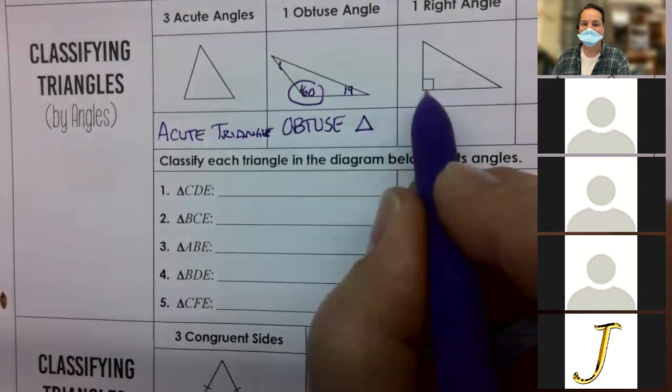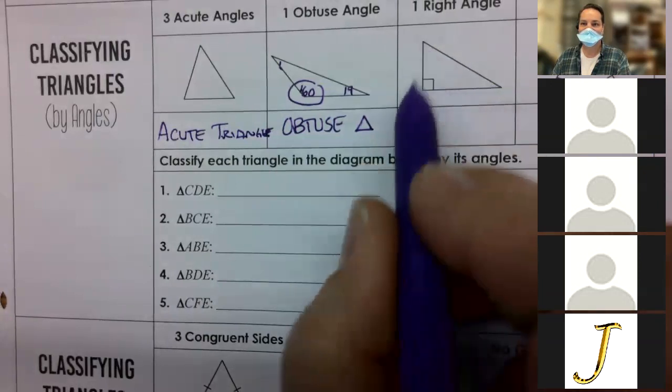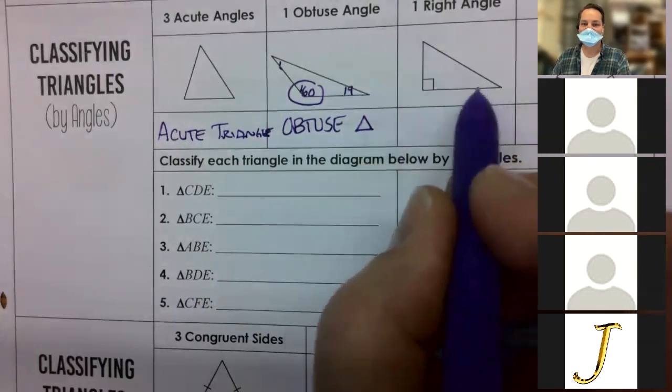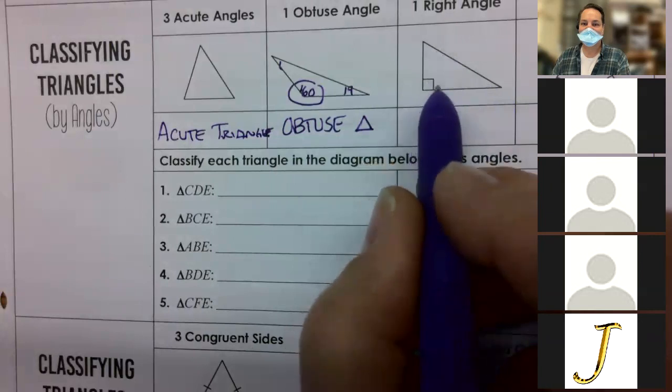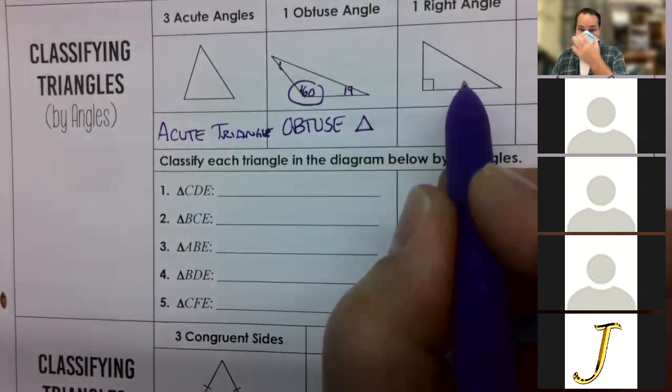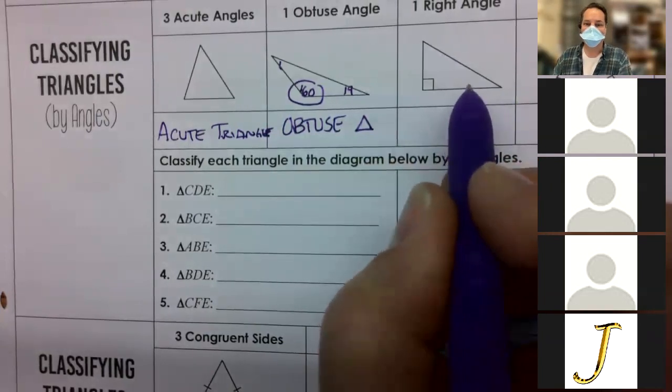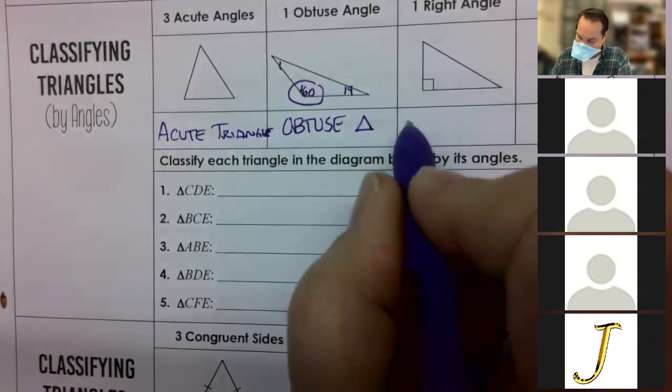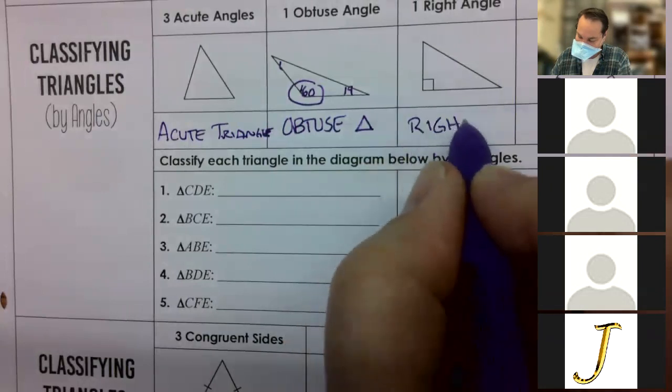And if there's 1 right angle, is there possible to have a second right angle? Or an obtuse angle in there also? No, because if we take out 90 from 180, there's only 90 left. So there isn't enough room for 90 or more for one of those angles. So this is a right triangle because that's the biggest angle.